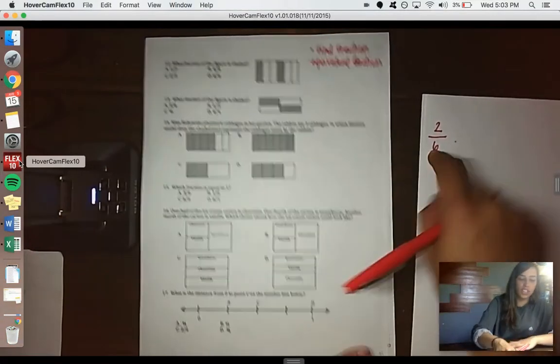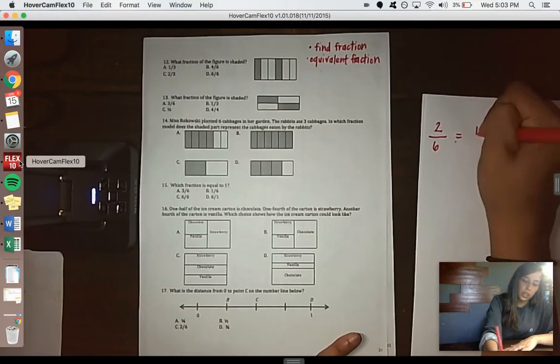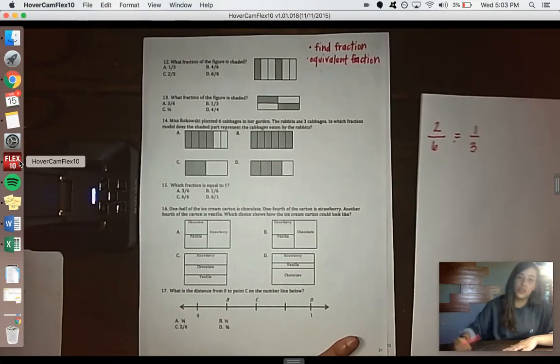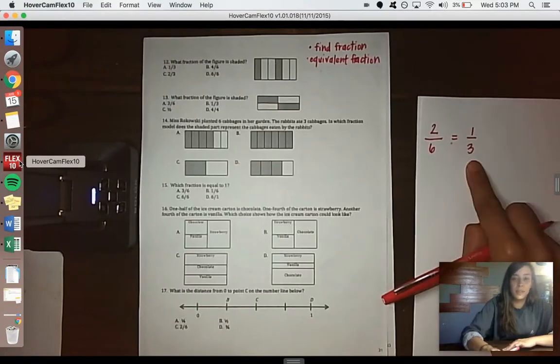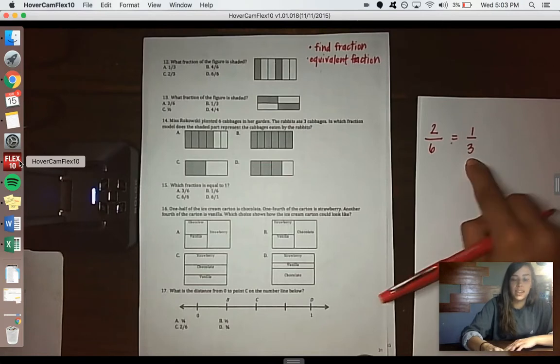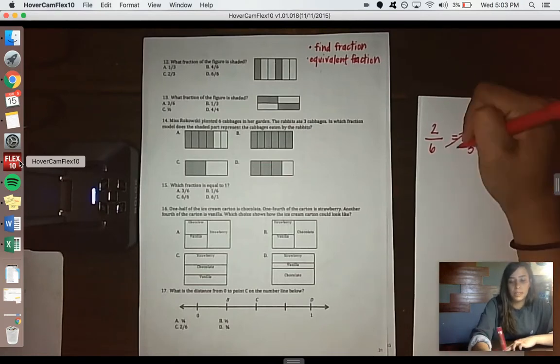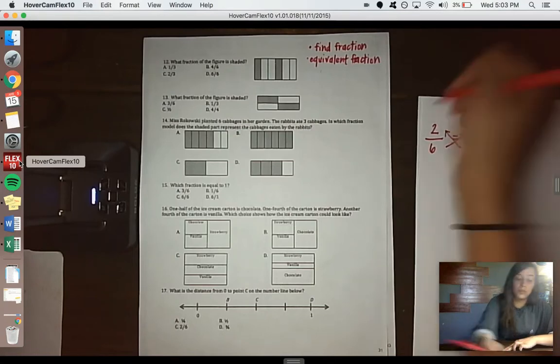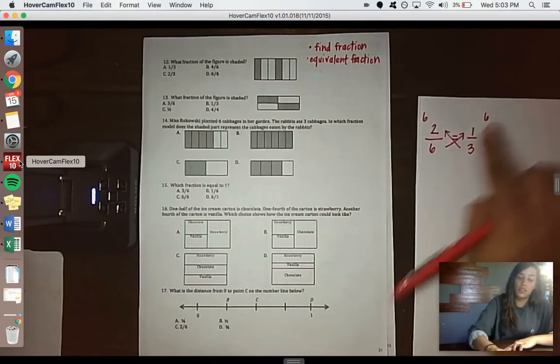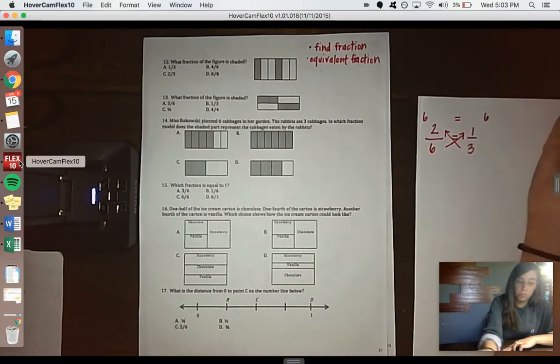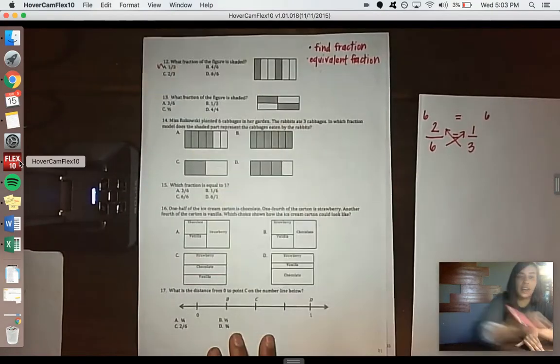Okay, let's check A. Does 1/3 equal 2/6? Set this up and then pause the video as you cross multiply and then check your work with mine. 6 times 1 is 6. 3 times 2 is 6. So 6 does equal 6. So I'm going to put a magic maybe next to A. That looks good so far.